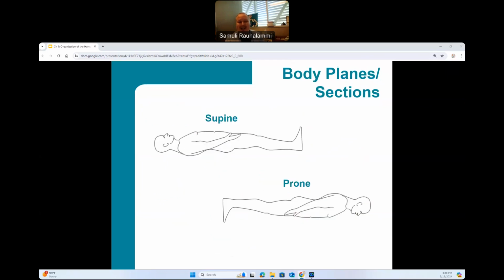I added this. This is not really something that I think you need to know at this level, but I think it's a nice one to show: supine. When we're talking about something being supine, if we talk about whole body scale, this is a person who's laying with the face facing upwards. Prone is a person facing down when laying down.